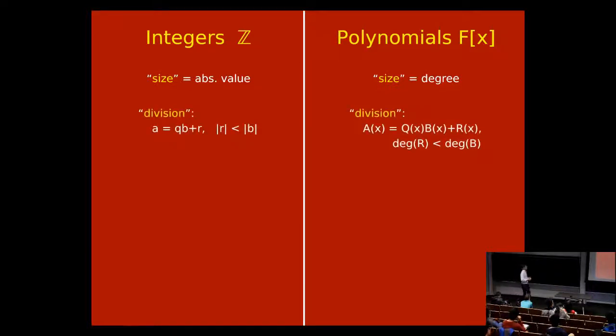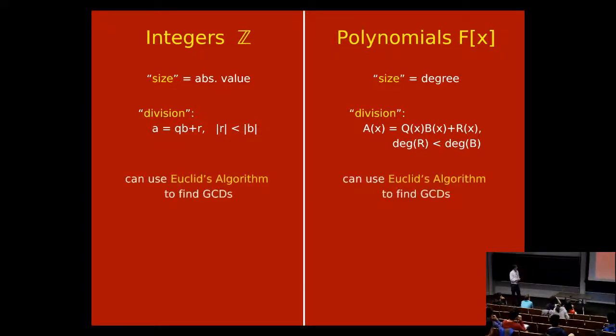OK. So now that we've seen that, I can tell you all these analogies. In integers, we have a notion of size, which is just the absolute value of a number. In polynomials, we have a notion of size, which is the degree. There's this division thing in the integers where you have a quotient and a remainder, where the remainder is smaller than what you're dividing by. Same thing in polynomials. We just saw that. Once we had this over the integers, we talked about Euclid's algorithm, which can find the GCD of two numbers. And you can use exactly the same algorithm to find the GCD of two polynomials.